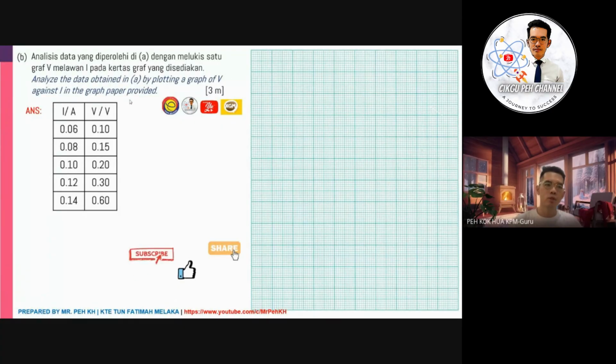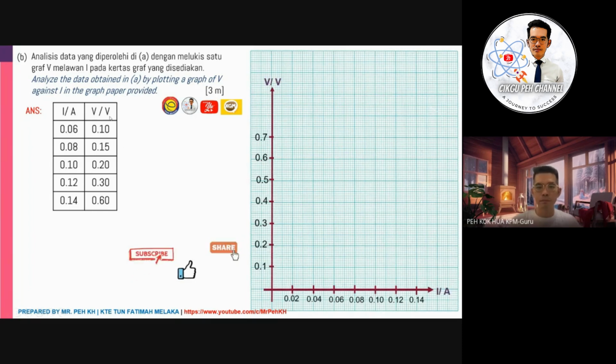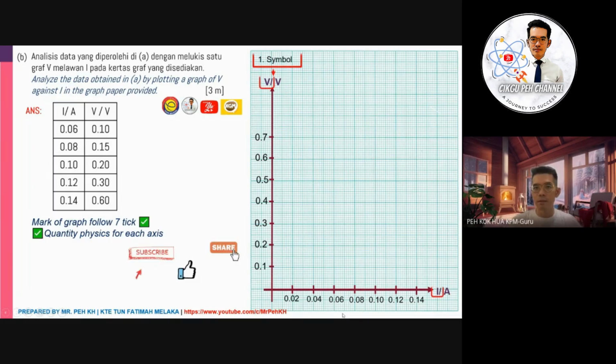The data showing here, I actually just copied and pasted to here. So this is the data we measured through our experiment. Now we want to plot the graph. So the first tick is you need to give the physical quantity for each axis, so V and I here. You need to give the symbols V and I for each axis here. So you get the first tick.